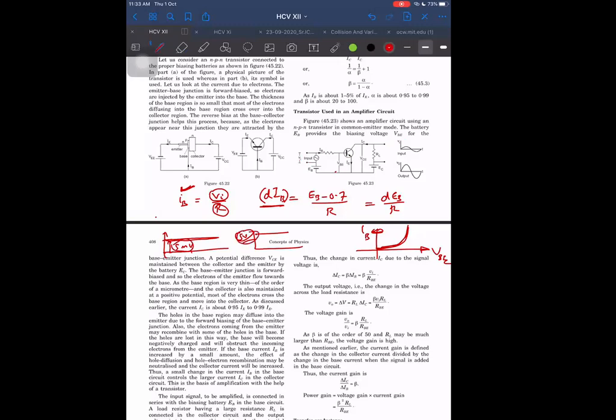So mainly what am I interested in? I am not interested in IC upon IB actually. I am not interested in that. I am actually interested in DIC by DIB, or I am interested in small IC by small IB. Small IC, HC Verma represents for fluctuating values, and capital IC he represents for DC values. I can also follow the same convention. Or I can represent DIC upon DIB. That is also equal to beta. So actually the thing is, IC upon IB and DIC upon DIB, these are both nearly equal only. These are both equal to beta only.